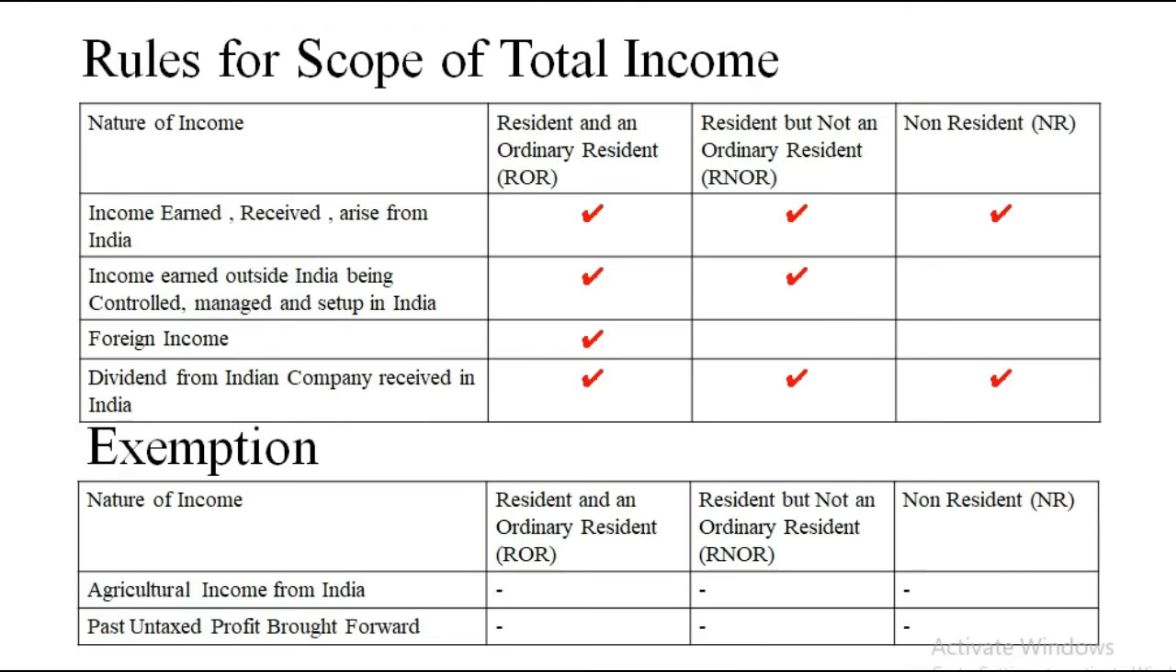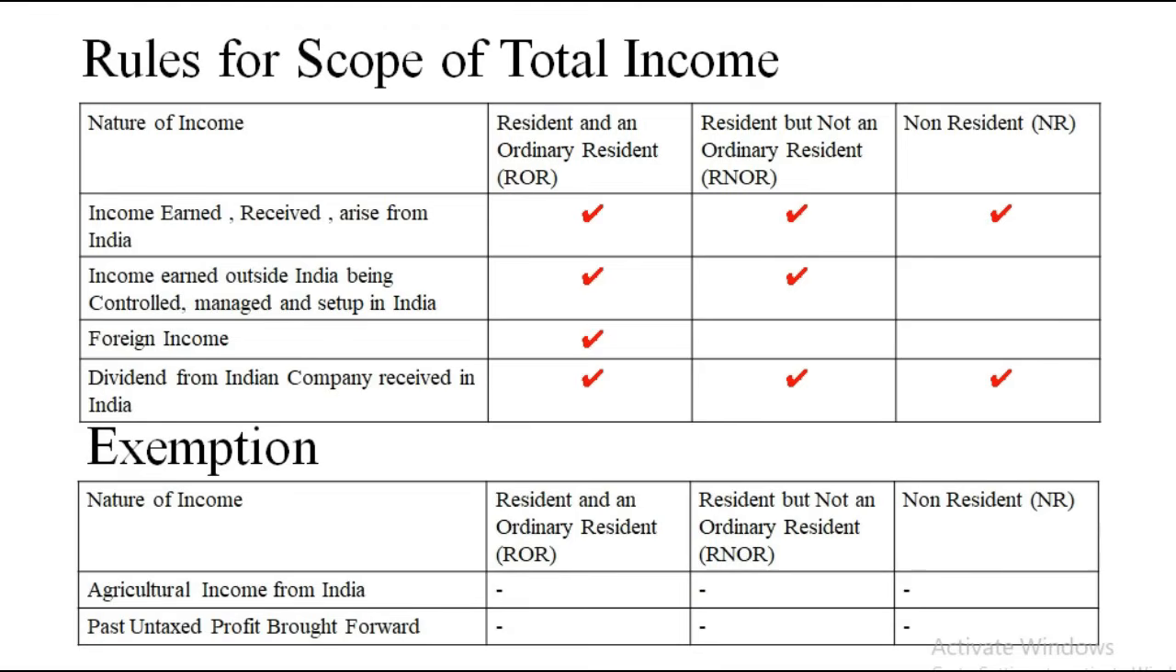So the rule states that number one, if any income is earned, received, or arises from India, that's the main thing. If your income is arising from India, everyone will pay tax on it. You can see the tick marks. Everyone has to pay tax. If income is earned outside India, but it has been controlled, managed, or set up in India, those are the three important terms to keep in mind, the first two persons have to pay the tax. And if it's a foreign income, then only the first person needs to pay the tax. That's only the resident and ordinary resident.